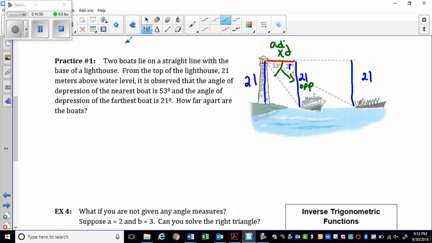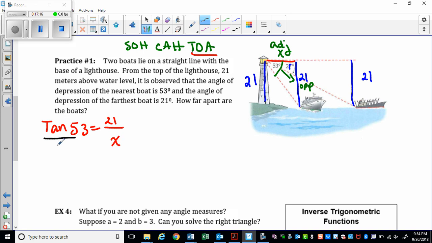Therefore, I need to know which trig function, SOHCAHTOA, uses adjacent opposite. Well, we know that is tangent. So I'm going to say tangent of, oh, this reference angle is 53 degrees, equals the opposite side is 21 over the adjacent is x. I'm going to put a 1 underneath my trig function and cross multiply. 1 times 21 is 21. x times tangent of 53 is x times tangent of 53. Remember, we're trying to solve for x, so I need to divide by tangent of 53.